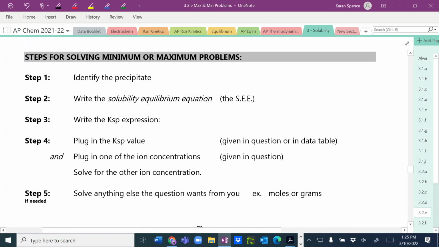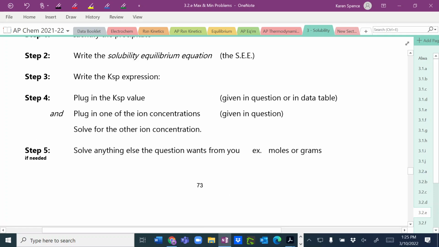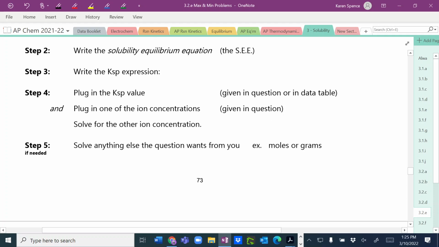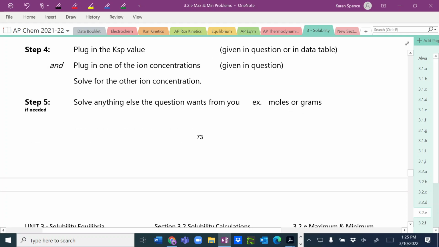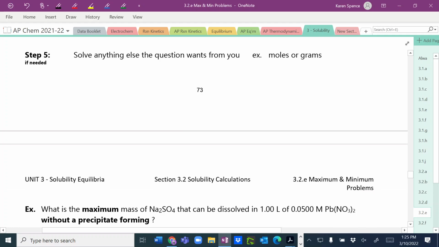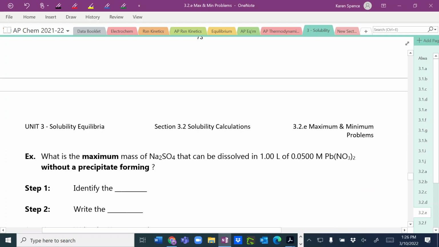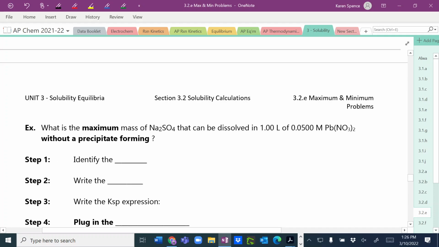So you can see step one, identify the precipitate. Then we write the solubility equation and the KSP. All you do is plug in the KSP and one of the ion concentrations, and then if you need to find moles or grams, off you go, and Bob's your uncle. Other than titrations, that's pretty much where we're at. Did you want to do one more example? We can do one more, sure.